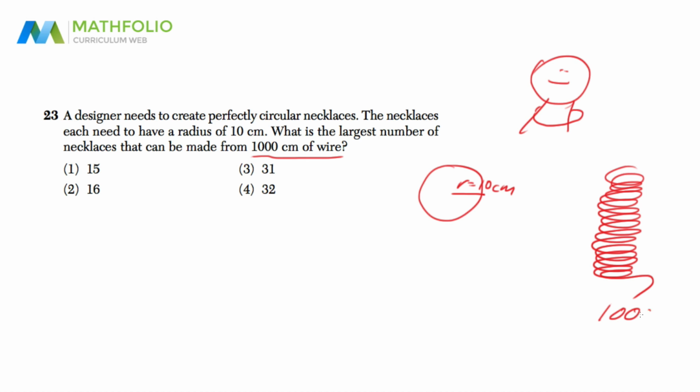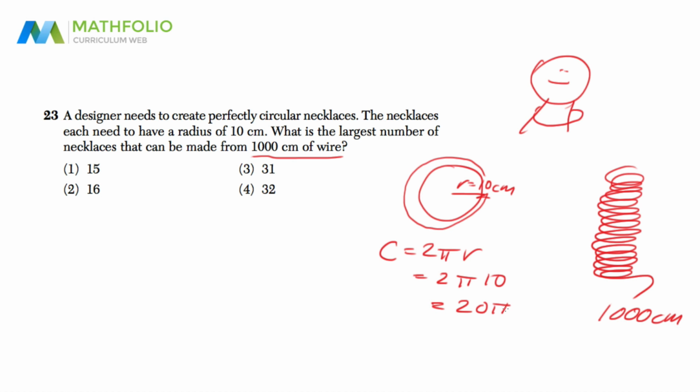Now if this is 1,000 centimeters, each one has a radius of 10, we're not going to do 1,000 divided by 10. But we need to first find out what is the circumference, the distance all the way around this thing. So circumference equals 2 pi r, where r is in fact 10. So this equals 20 pi. That's the length of one. Now, if we have a total available length of wire that is 1,000, if we divide this by 20 pi, that should give us our answer. So the zeros cancel. This 2 divides into 100 by 50. So we've got 50 over pi.